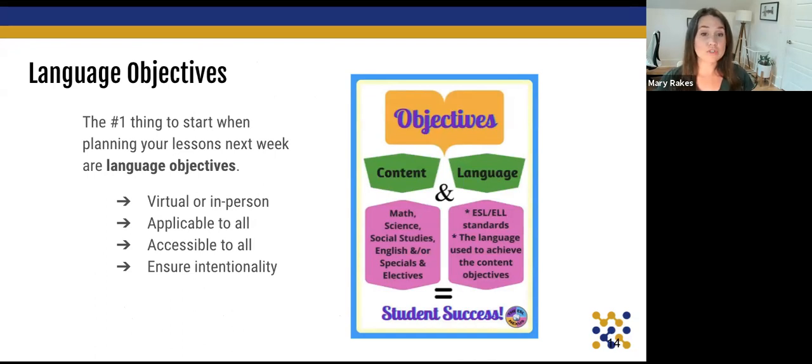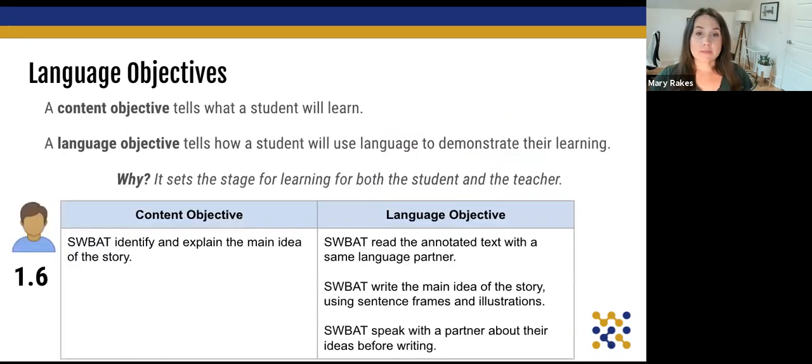If you're teaching virtually, then you can put them virtually, or in person. These are applicable to everybody, they're accessible to everybody, and they ensure that we're going to be intentional about how students are using language in the classroom. So a content objective tells what a student's going to learn. We use those all the time. That's the "student will be able to," and it tells what our target for the lesson is. A language objective talks about how a student is going to use language to demonstrate their learning.